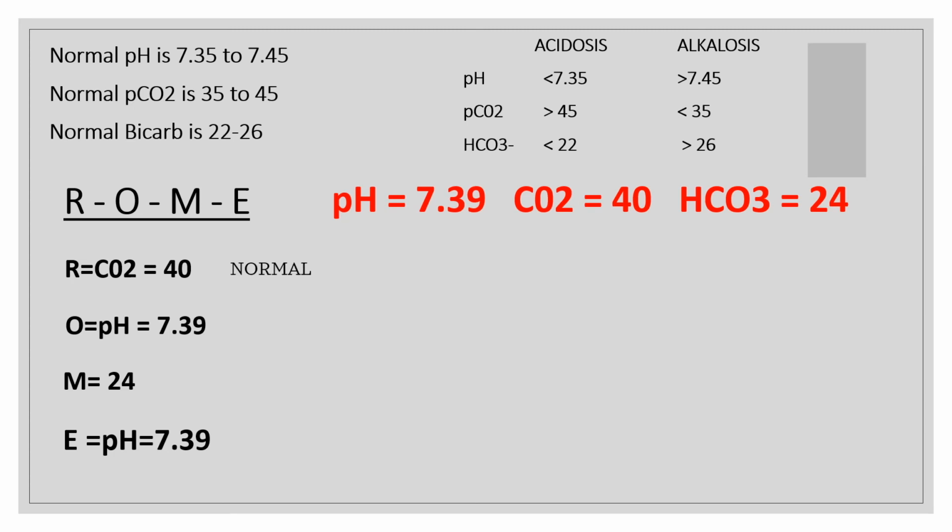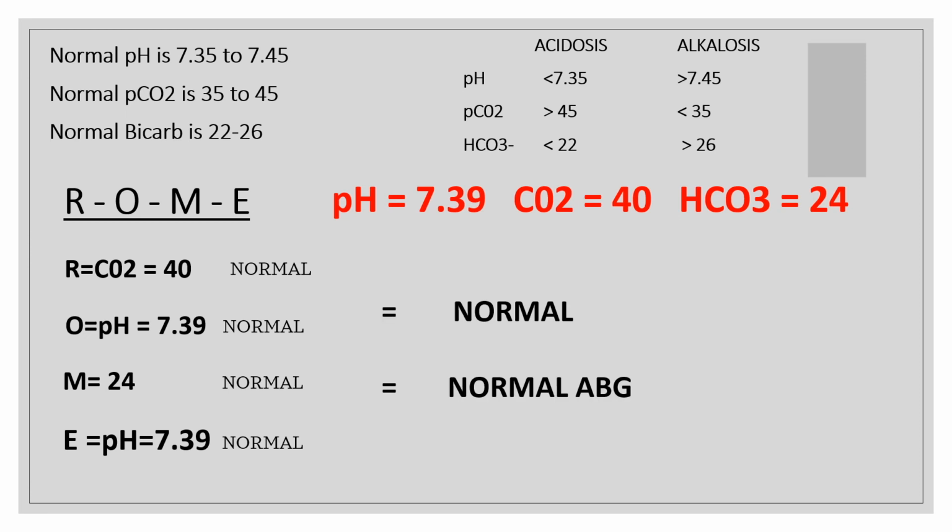The O, or the pH at 7.39, we said is normal. And the M, or the bicarb, we also said at 24 is normal. Again, the pH 7.39 is normal. Here we have a normal ABG. I didn't put that last one in to trick you, just to show you what a normal ABG looks like. Because if you can recognize a normal ABG, then it will be easy to recognize an abnormal ABG.